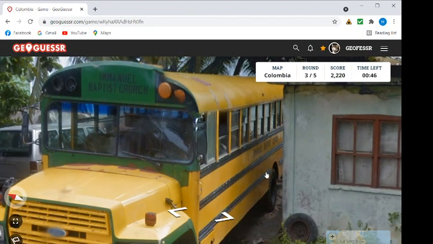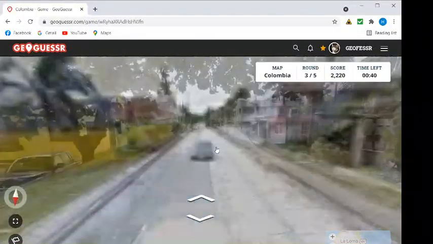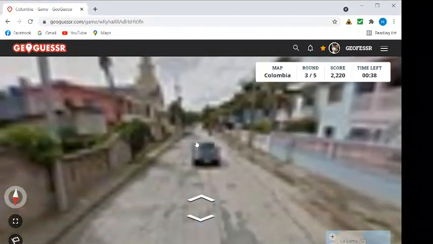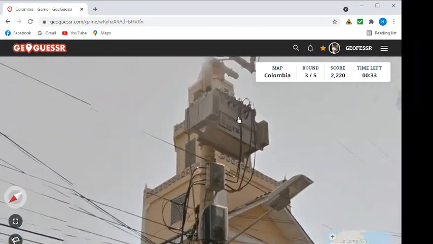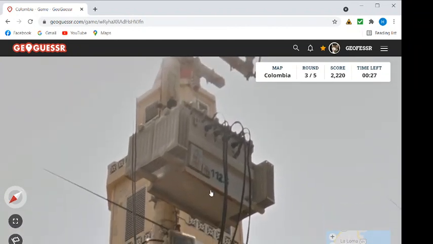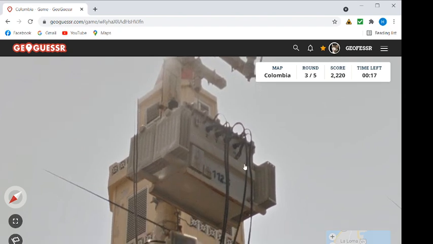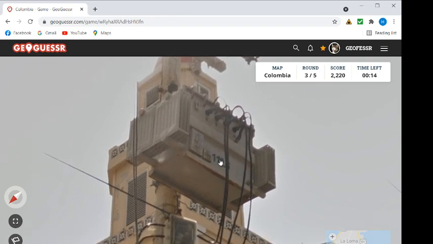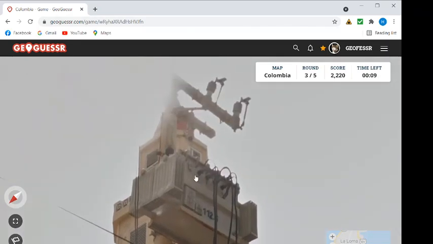Emmanuel Baptist Church in English. Okay, so yeah, this is San Andres and Providencia, because the local language is English in Colombia. And now that's relatively un-US looking gear. That's interesting, this is a transformer. It has the plates on it, so it's not like, especially in the US, where the capacitors are cylindrical. But again, this looks very much like non-US electrical equipment.